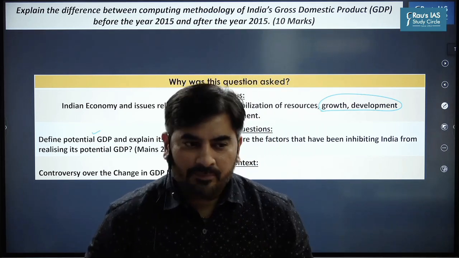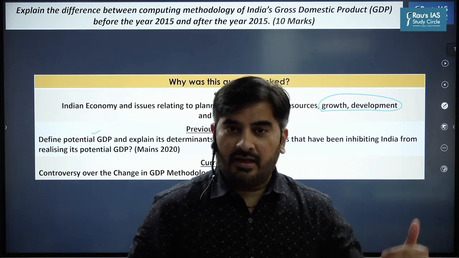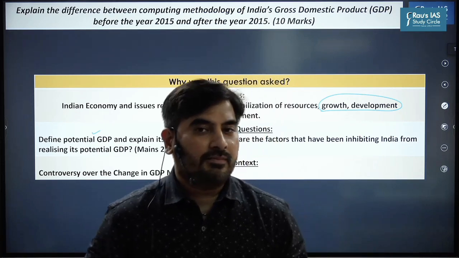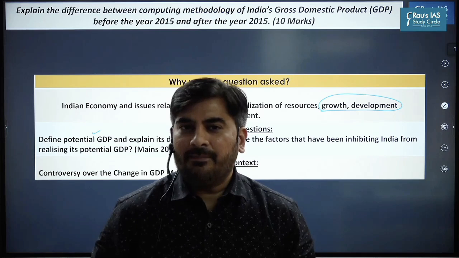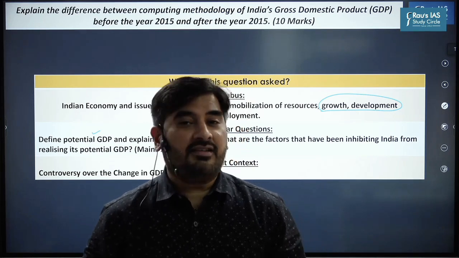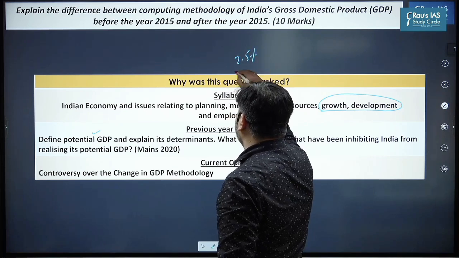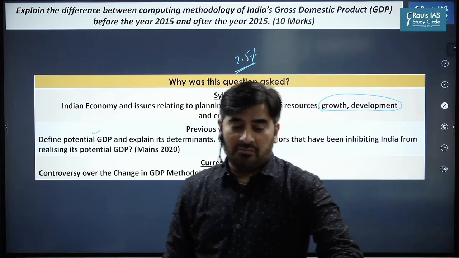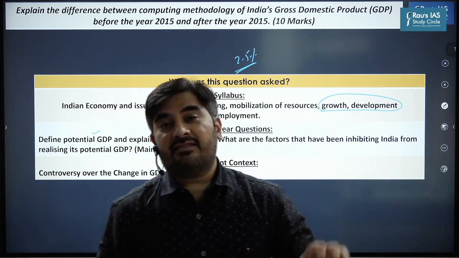On one hand, some of the economists, particularly former Chief Economic Advisor, Mr. Arvind Subramaniam, claimed that India may be overestimating its GDP by almost around 2.5%. So we may be inflating our GDP numbers. That was what was claimed by some of the economists.